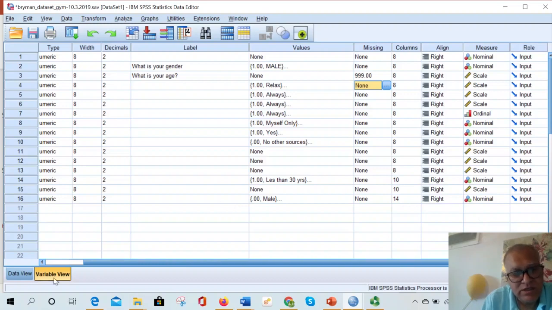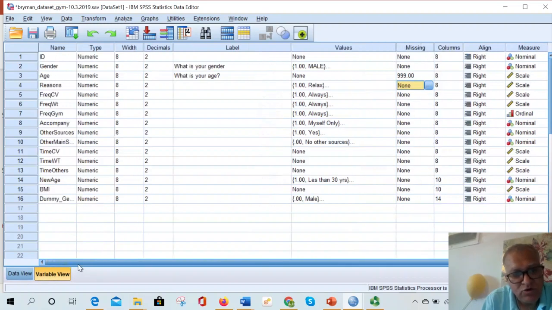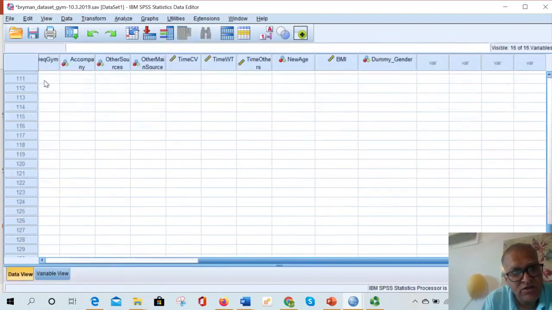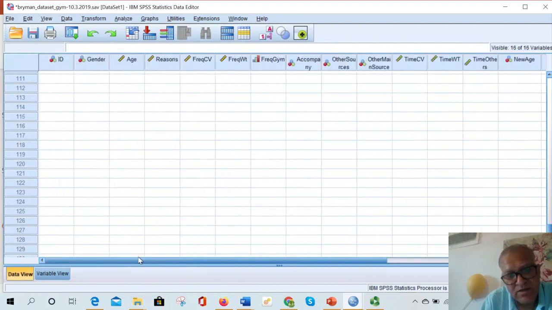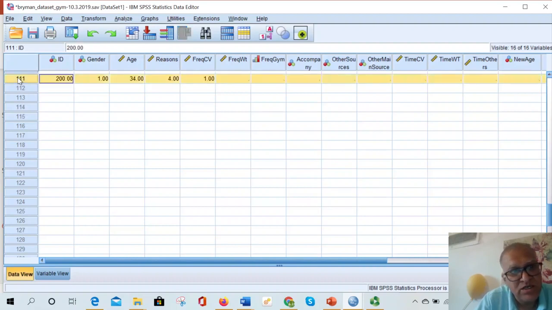Now coming to entering data. Once you're done with this job, your questionnaire is ready for SPSS to read, and you go to data view and start entering. So first question, first person, in the first column, ID, write his ID, say 200. He was male, write 1. His age was category 2, or exact age was 34, whatever you tell. Reason for going, he is mentioning the 4th reason. Frequency, he is going always. So each person you start putting those answers here.